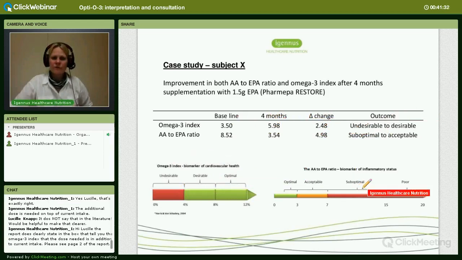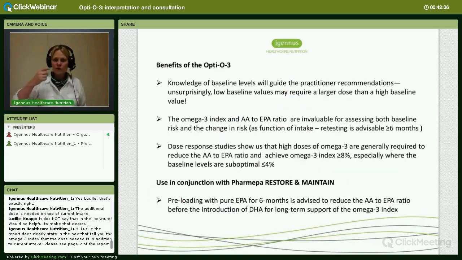And the AA to EPA ratio was reduced, almost by half, in fact. So it went from suboptimal down to acceptable. So we know that intervention works. We know that using the omega-3 index baseline levels, we can start to follow these individuals and look at their progress. And we often see that the symptoms related to the initial baseline levels improve as well, which is incredibly encouraging.